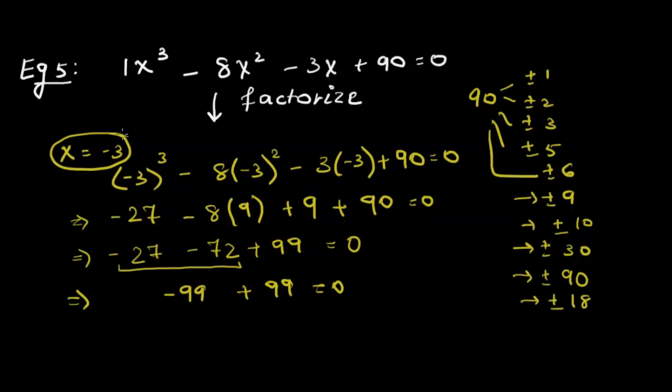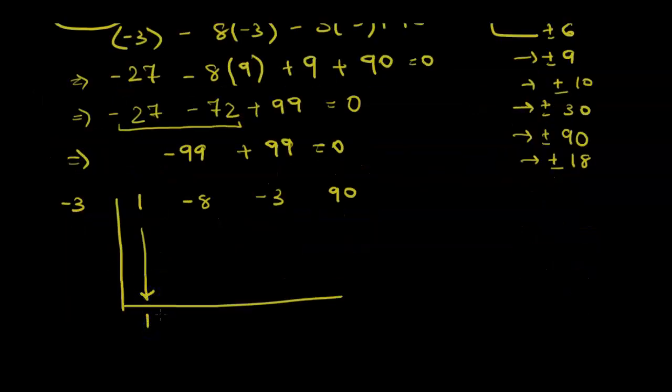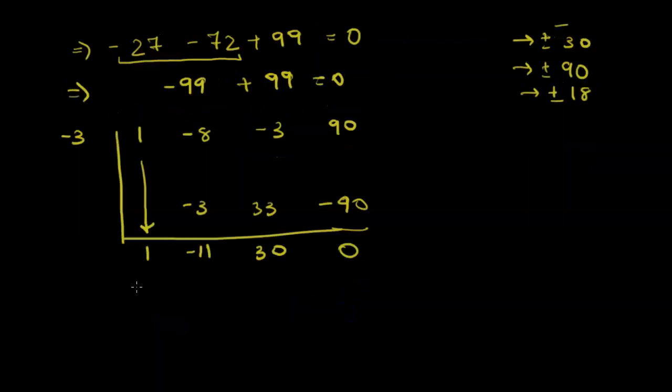We would be using the first factor with synthetic division on this polynomial function to get the second and the third factor. So the numbers that we have to work with: 1, negative 8, negative 3, 90. We'll bring the first number down as is. Negative 3 times 1 is negative 3. We get a negative 11. Multiply this, we get a 33. This gives us 30. When you multiply negative 3 and 30, we get a negative 90. When we add it, we get a 0. Therefore, the quotient that we get is 1x squared minus 11x plus 30.